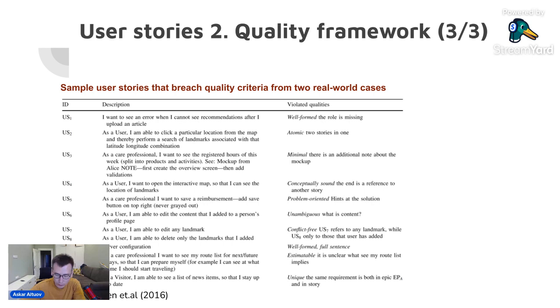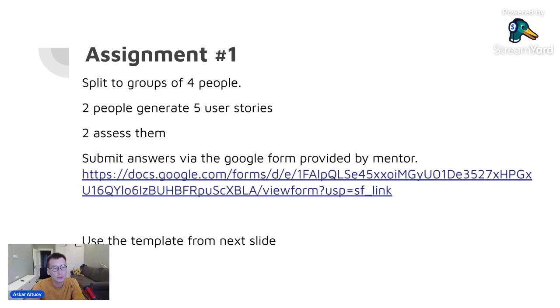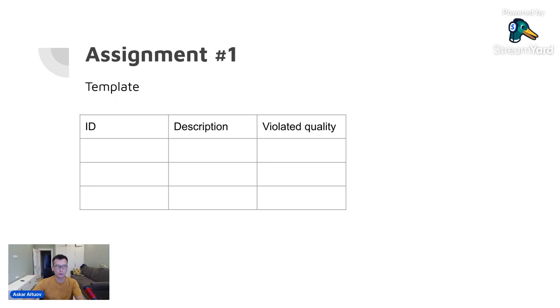So this will be our assignment. Please split into two groups, 4 people. 2 people generate 5 user stories, 2 people assess them. And then submit via the Google form provided. I will also put it in the comments, because I think there's no point putting it in the chat. And you can use this template if needed.